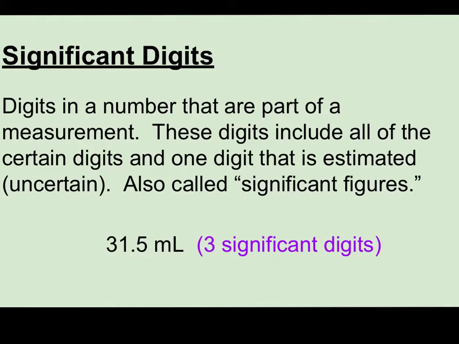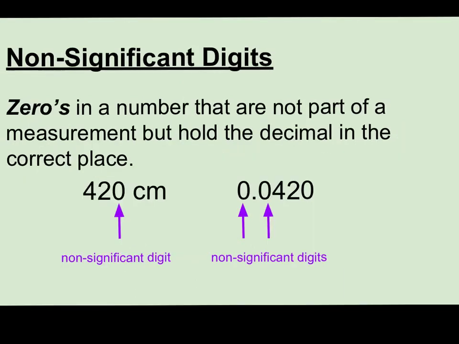So if you look down here at this example, 31.5 milliliters, the 3, the 1, and the 5 are all significant digits to give us a total of 3 significant digits. Sometimes numbers will contain non-significant digits, and these will be zeros that are in a number that are not part of the measurement, but that hold the decimal in the correct place. For example, this 0 in 420 centimeters is just holding the decimal in the correct place. We really know that there's a decimal right here, even though it's not written. So the 2 in this measurement is the uncertain digit, and the 0 is holding the decimal place. Therefore, it's not a significant digit.